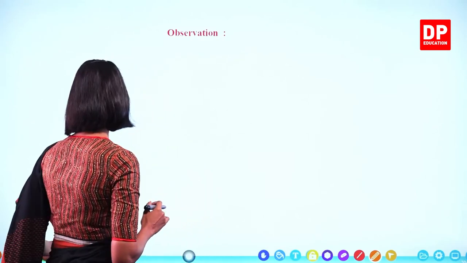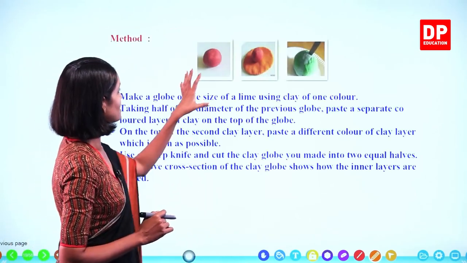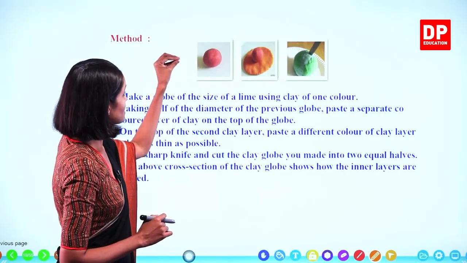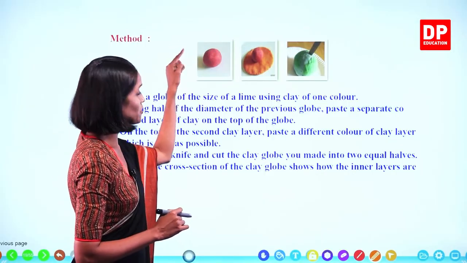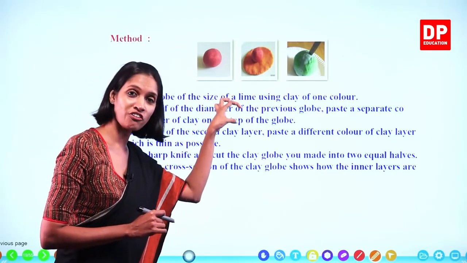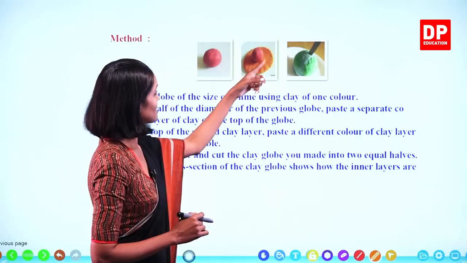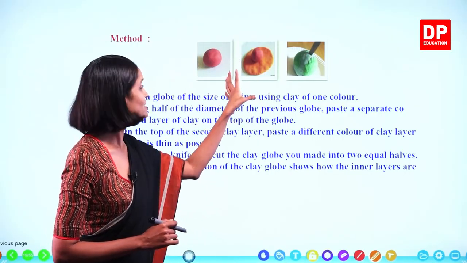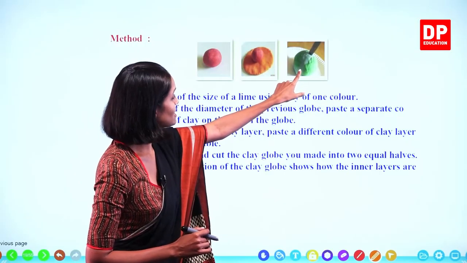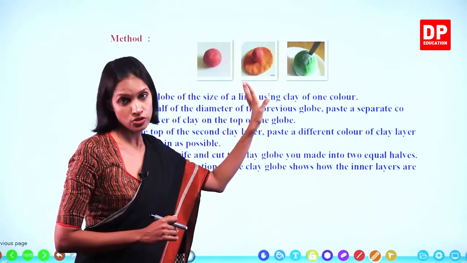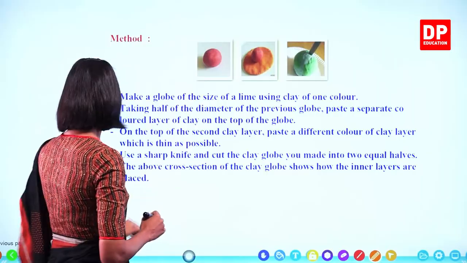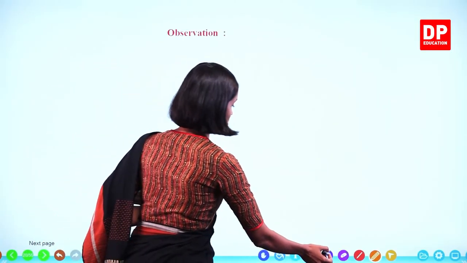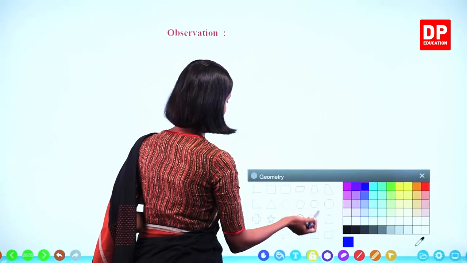Right. So what did we do? We made this structure using the clay of three different colors. Innermost, the red color ball is similar to the core of the earth. The second layer here, orange color layer is equal to the mantle of the earth, right? The outermost here, green one, is equal to the crust of the earth, okay? We will write the observation. We have to draw the diagram, how we saw it, right?